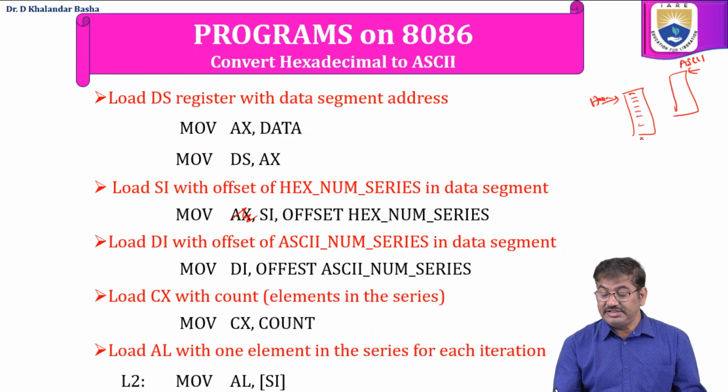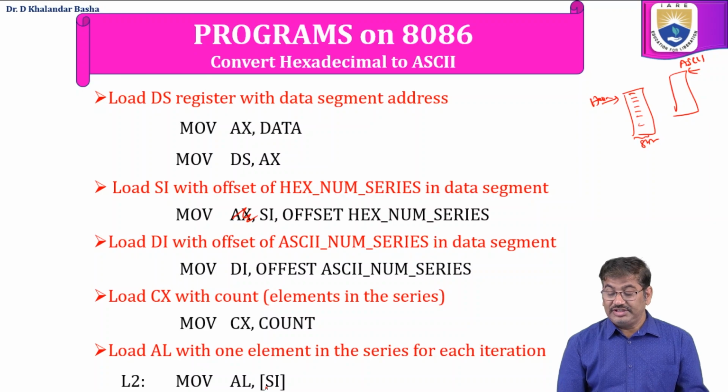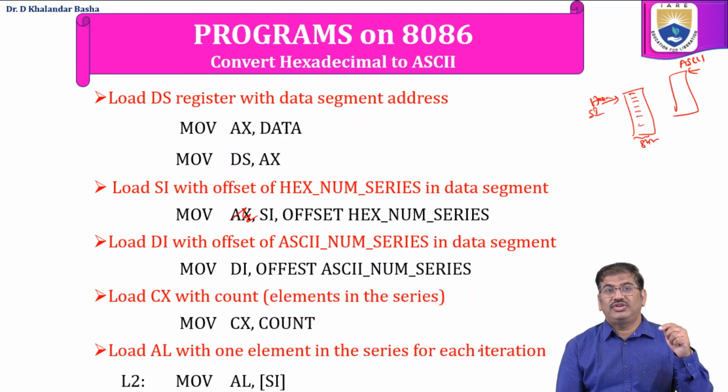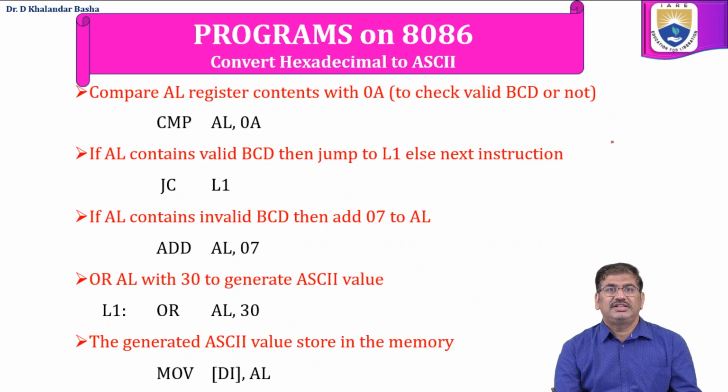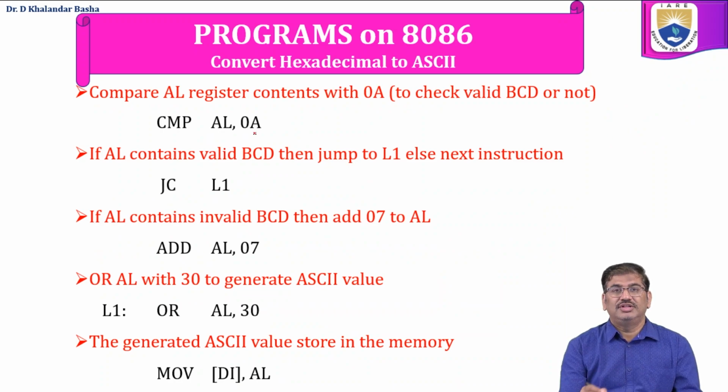As each and every digit is of 8-bit size, the first data pointed to by the SI register will be loaded into the AL register: MOV AL, [SI]. In the first iteration, the first hexadecimal number will be loaded into the AL register. After that, the second number, third number, and so on. In each iteration, one hexadecimal number will be loaded into the AL register. This AL register content we are going to compare with 0AH.